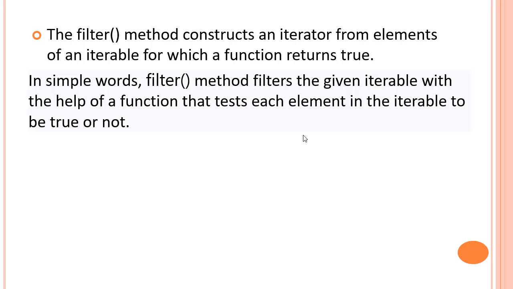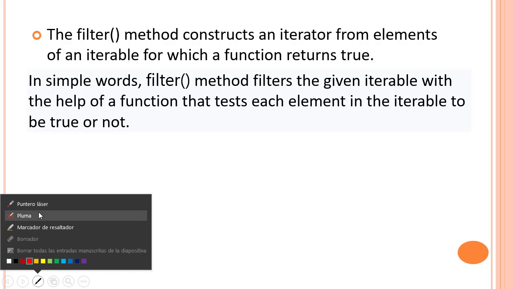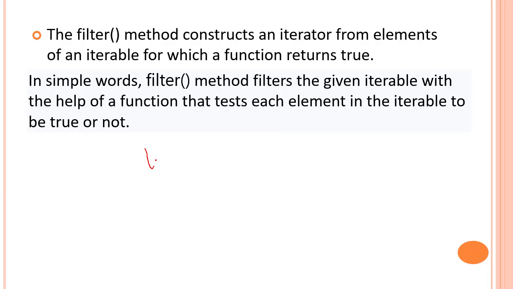An iterable is a Python object that can be iterated over. That is, it will return items in a sequence such that we can use it in a for loop. The basic syntax of it, we are going to look into it. Let me show you. So we will be having filter, and then we have a func, and then again an iterable.